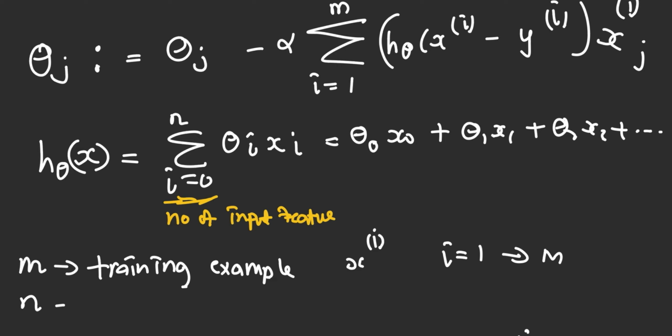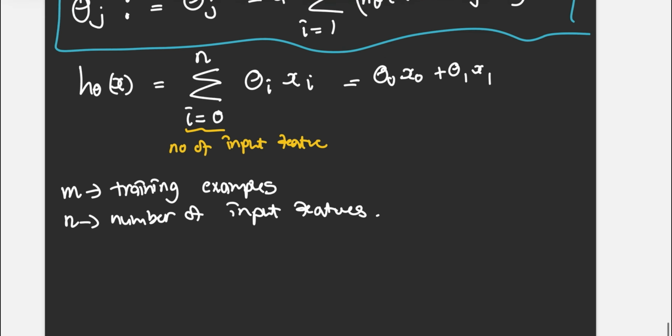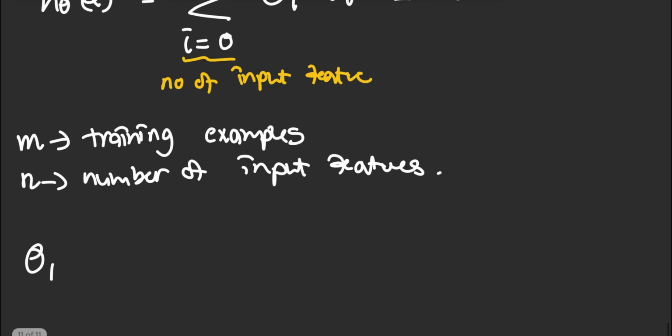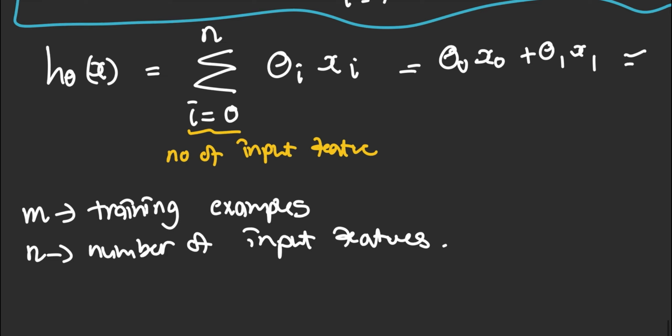And this n is going to refer to the number of input features. This is going to be theta i at the bottom, xi, which runs from 0 up until n. It's important for us to make that distinction. Let's put this in practice. If you want to update the first value of theta, which is n equals 1 in this case, so for this example i equals 1, you want to update theta 1.